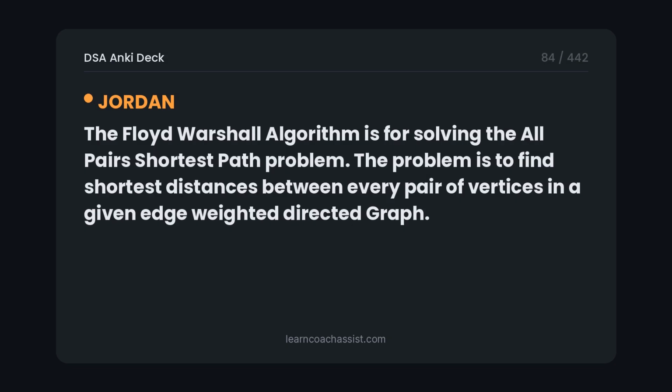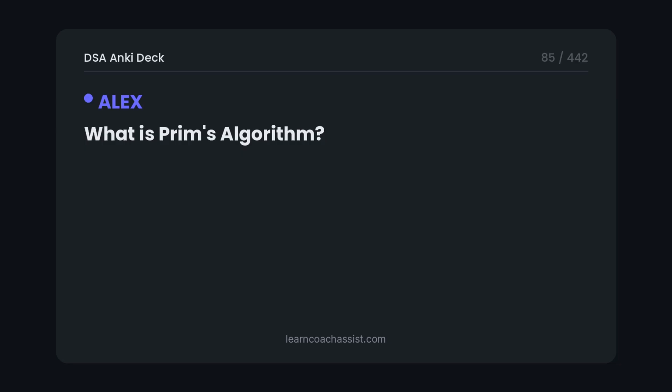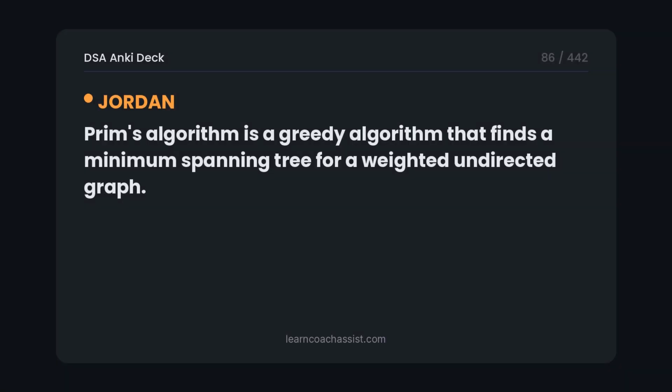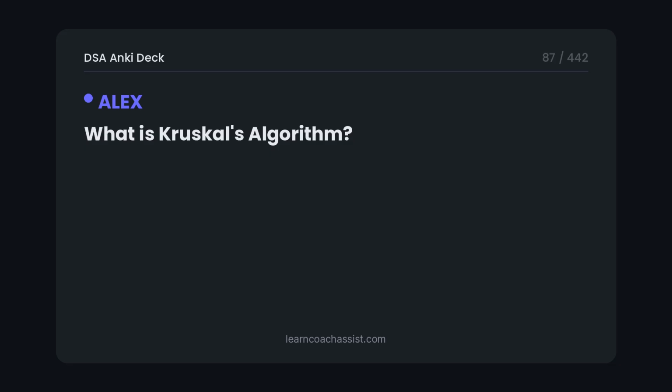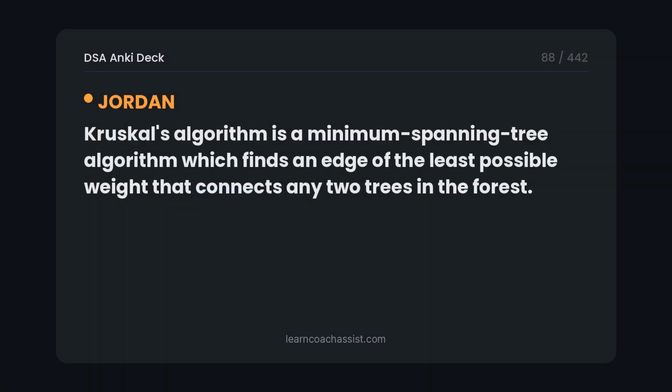What is Floyd-Warshall algorithm? The Floyd-Warshall algorithm is for solving the all pairs shortest path problem. The problem is to find shortest distances between every pair of vertices in a given edge-weighted directed graph. What is Prim's algorithm? Prim's algorithm is a greedy algorithm that finds a minimum spanning tree for a weighted undirected graph. What is Kruskal's algorithm? Kruskal's algorithm is a minimum spanning tree algorithm which finds an edge of the least possible weight that connects any two trees in the forest.